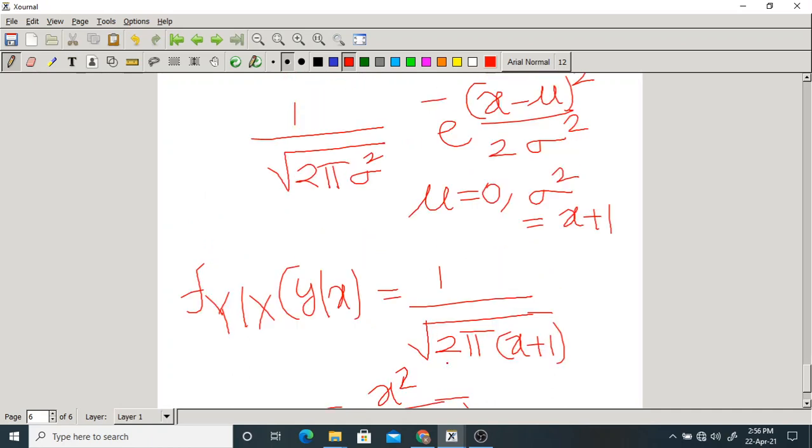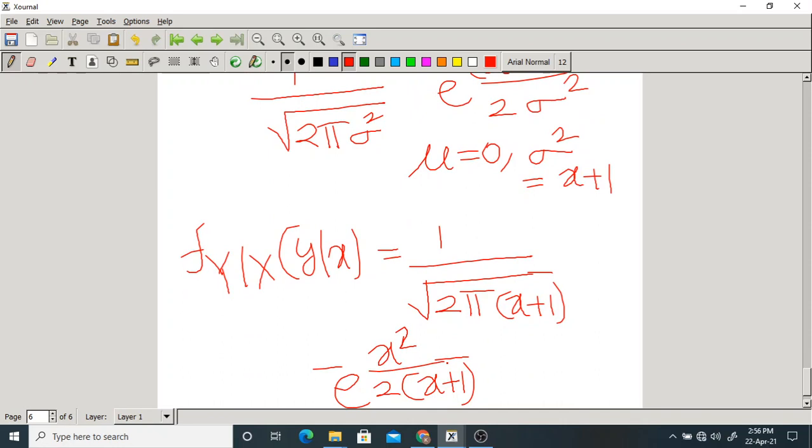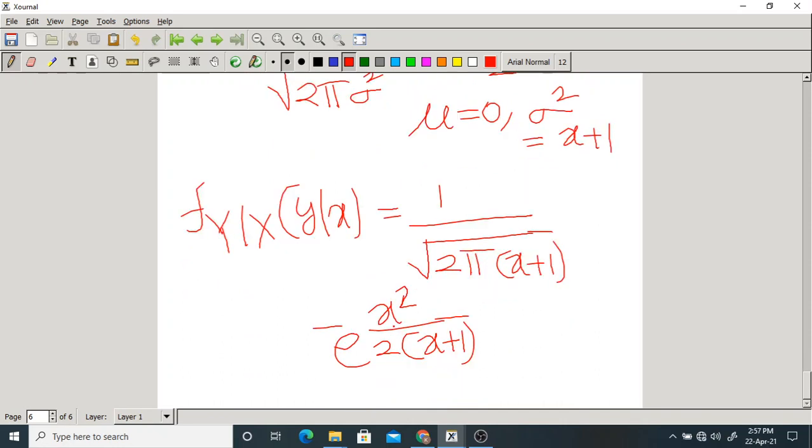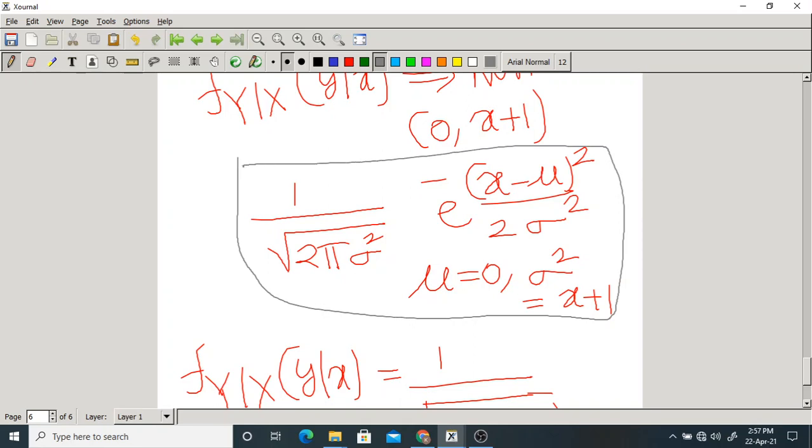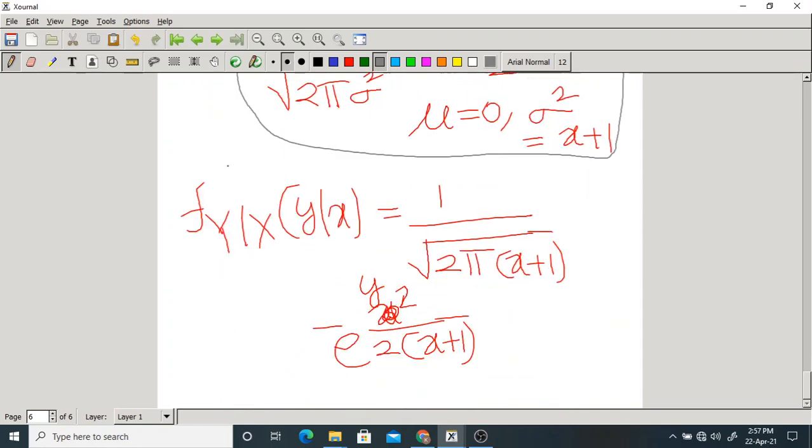Sorry, I made a mistake here. Here we are talking about y, no? It should be y. This was written in general, and this is for our particular conditional PDF. This is y square. Okay, let me write everything in a proper manner.